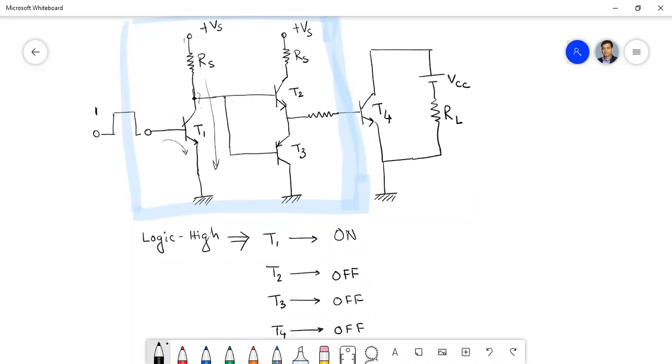So that means this is all about the logic high condition. Now let us discuss the logic low condition. What about T1, T2, T3 and T4?